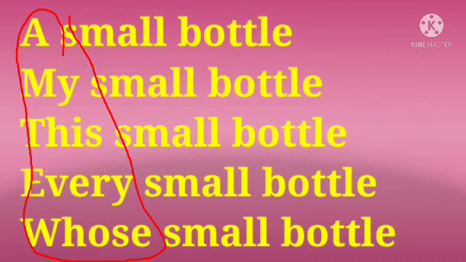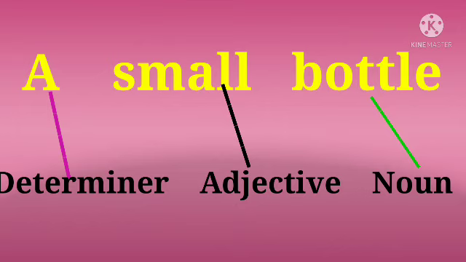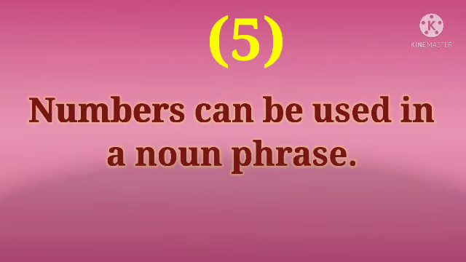So three important elements of an NP or noun phrase are determiners, adjectives, and head noun. Can you mark here? Head noun comes at the end of the phrase. Moreover, numbers can be used in a noun phrase.